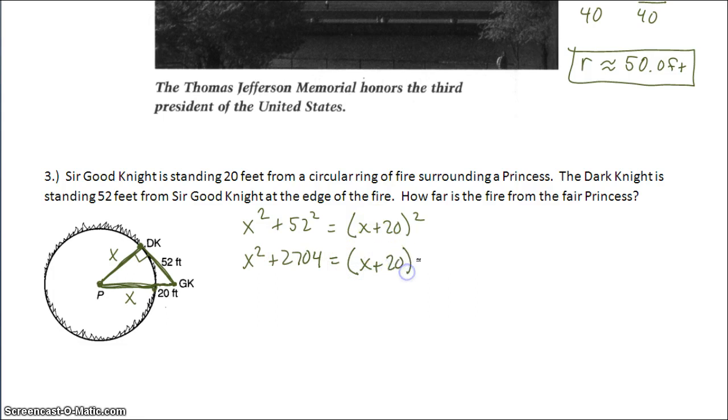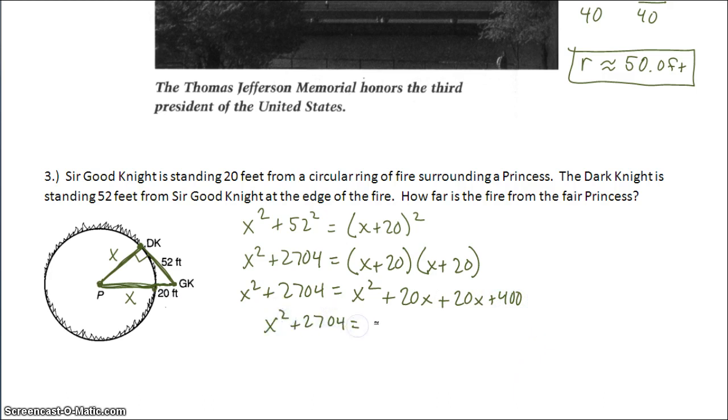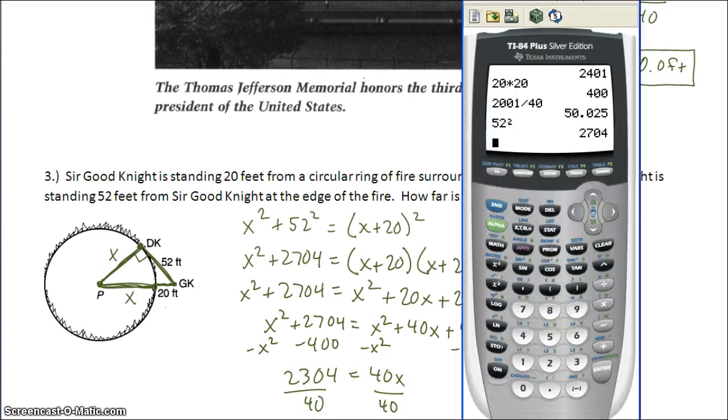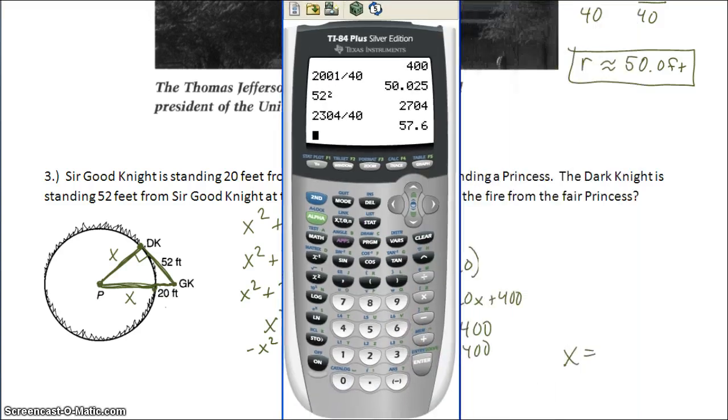X plus 20 squared is going to be x plus 20 times x plus 20. Distribute, we have x squared plus 20x plus 20x plus 400. Subtract x squared. Subtract 400. We have 2304 equals 40x. Divide by 40. X is going to equal approximately 57.6 feet.